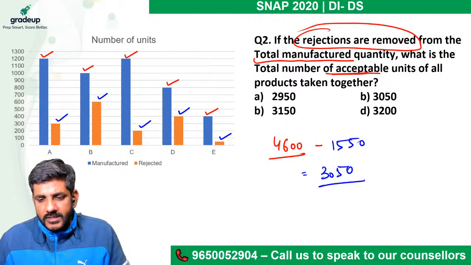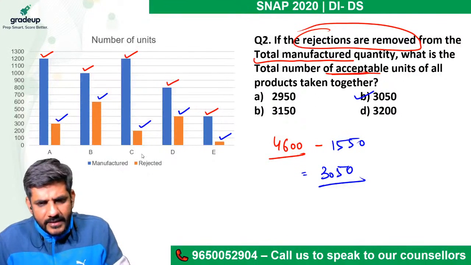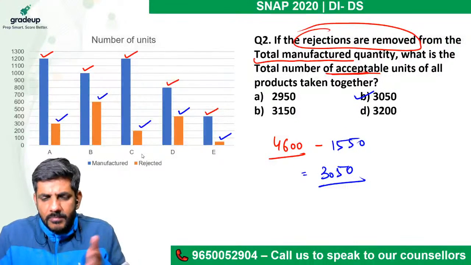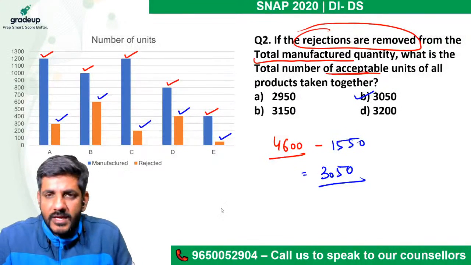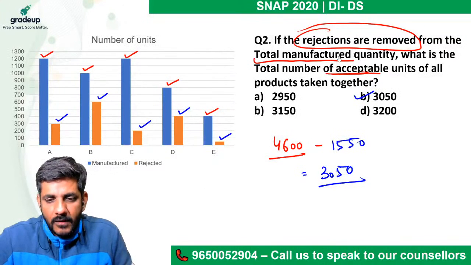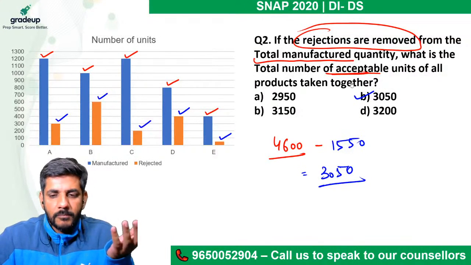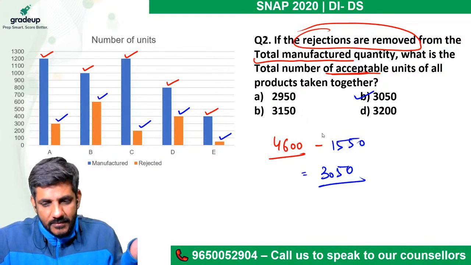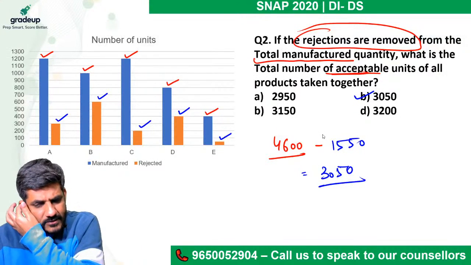The answer is 3050. The point is that the questions are not difficult, but they have given 3050. They have also given 3150. A little mistake can take you from +1 to -1 by 3. That can be there. That's the problem. Otherwise, everything else is okay.